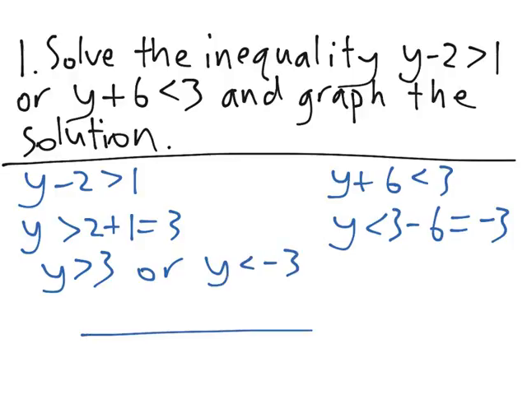If we draw a number line like this, and have 0 here, 3 here, and minus 3 here, the region that y lies in is below minus 3, right there, and above 3. So that's the answer.